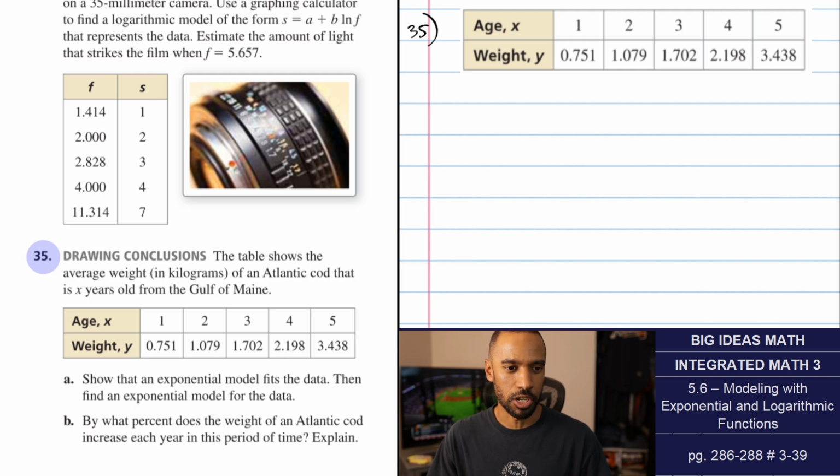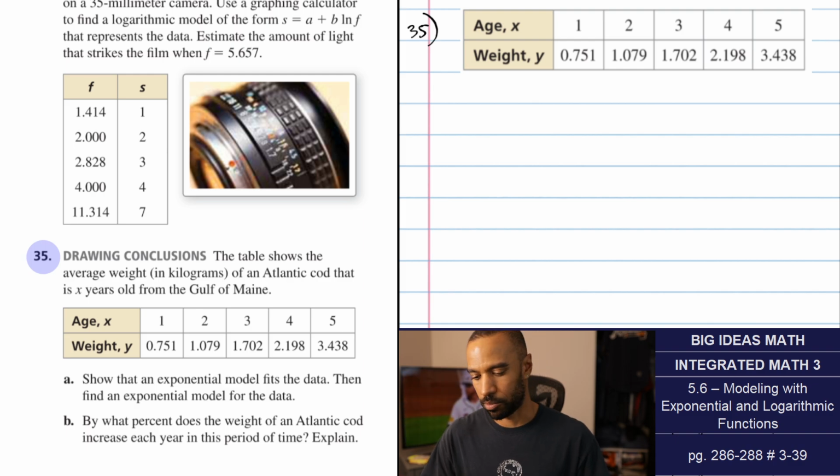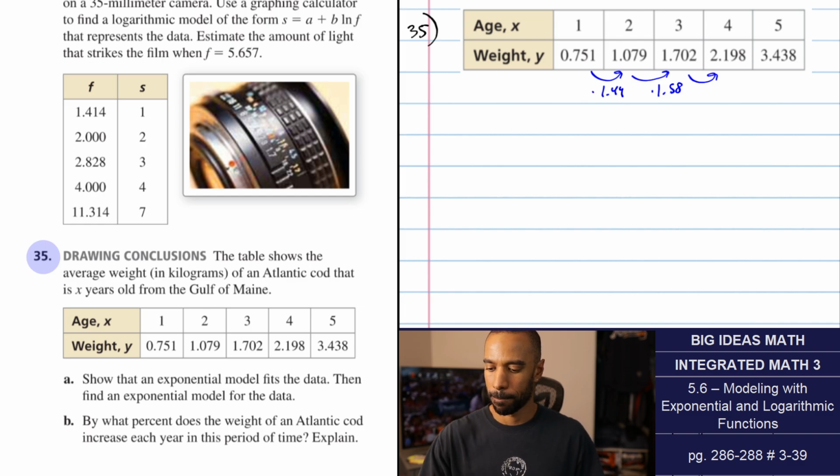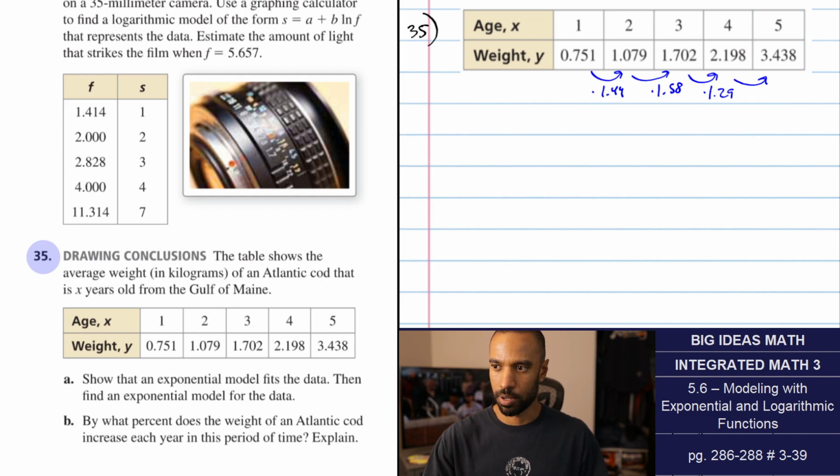I'm going to show how much they're multiplying by from each one number to the other. 1.079 divided by 0.751. If they said show that it does, then these must be pretty close to each other, close enough at least. We're multiplying here by about 1.44, and then here is 1.58. That's reasonable. This is 1.29, sort of reasonable. And then 3.438 divided by 2.198 is 1.56. Reasonable. So exponential.